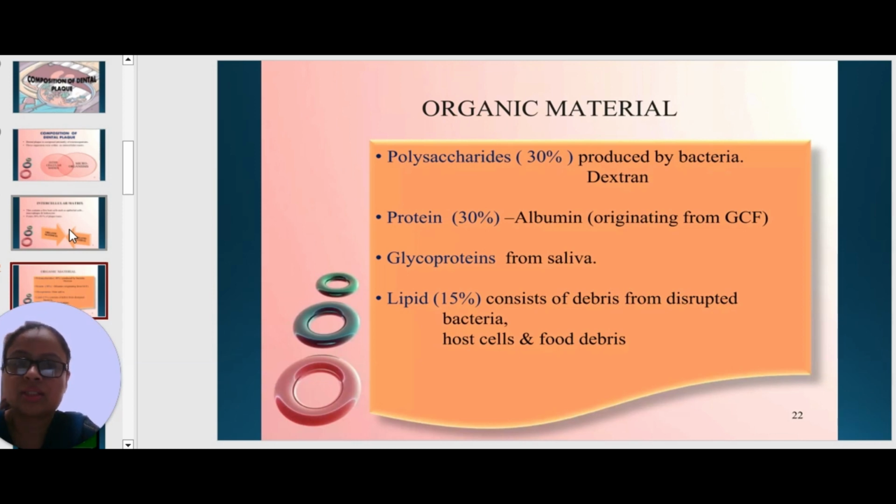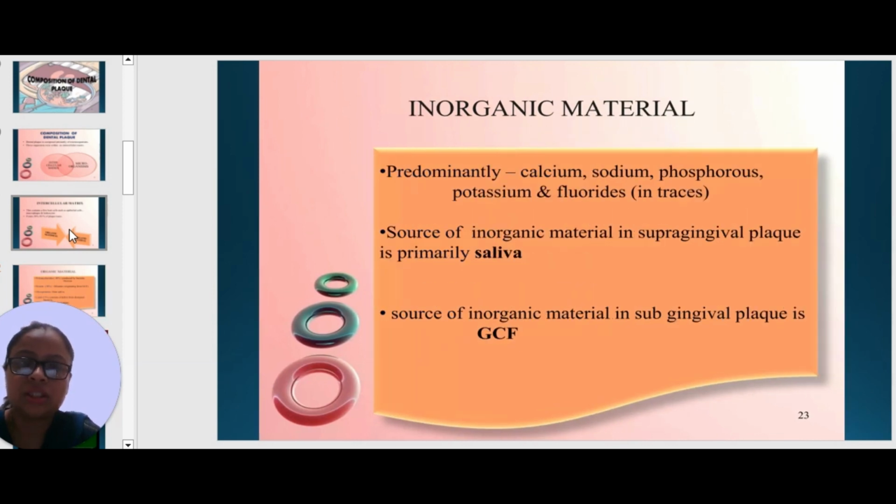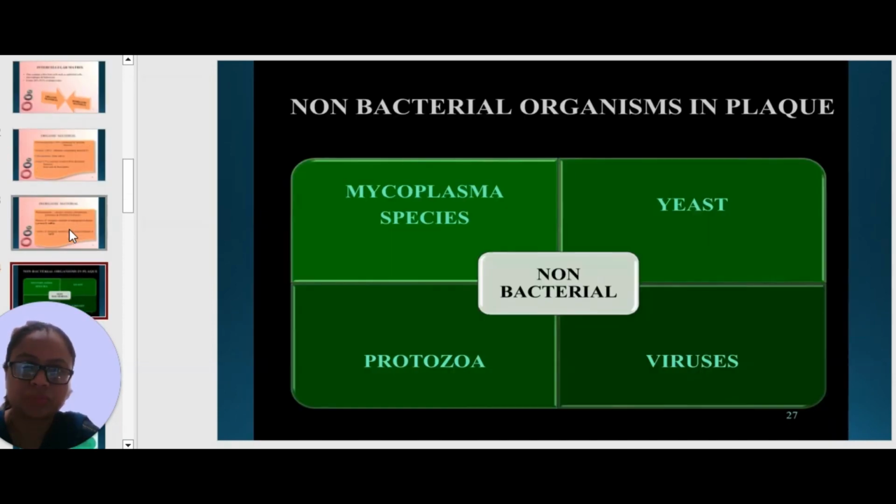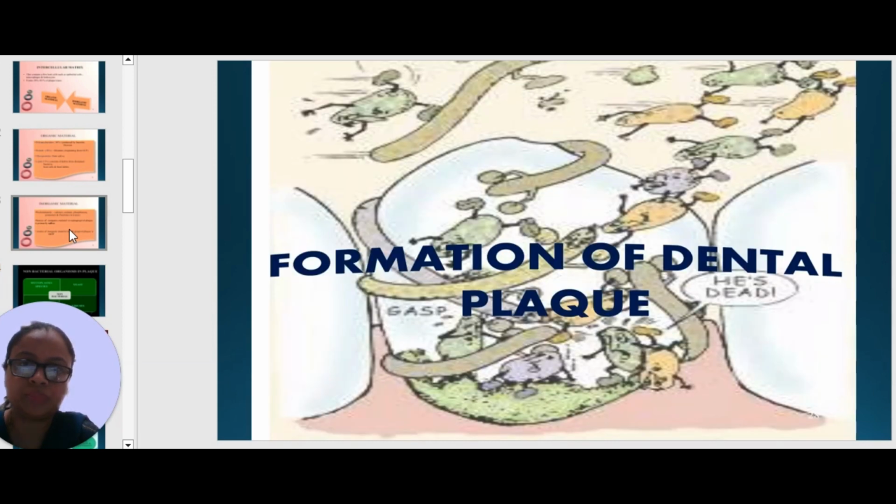The liquid component is about 15 percent and consists of bacteria, host cells, and food debris. The other is the inorganic material, which is predominantly calcium, sodium, phosphorus, potassium, and chloride. In supragingival plaque, the source is saliva; in subgingival plaque, the source is GCF, gingival crevicular fluid. Other than bacteria, other organisms that may be present in plaque are yeast, mycoplasma, protozoa, and viruses, which are present in very small amounts in dental plaque.